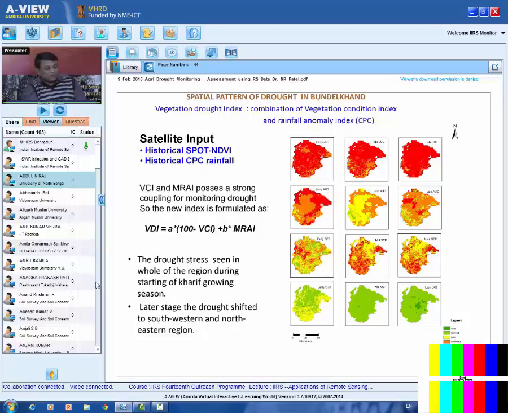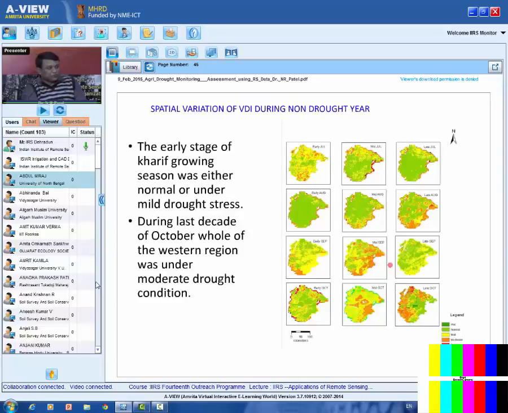So here you can see this is the vegetation drought index, which shows these are the drought areas. And here in 2003 you see the same index. It shows 2003 was a normal year, with only moderate marginal drought, only some sporadic patches. Otherwise, most of the Bundelkhand region was under normal condition during 2003.